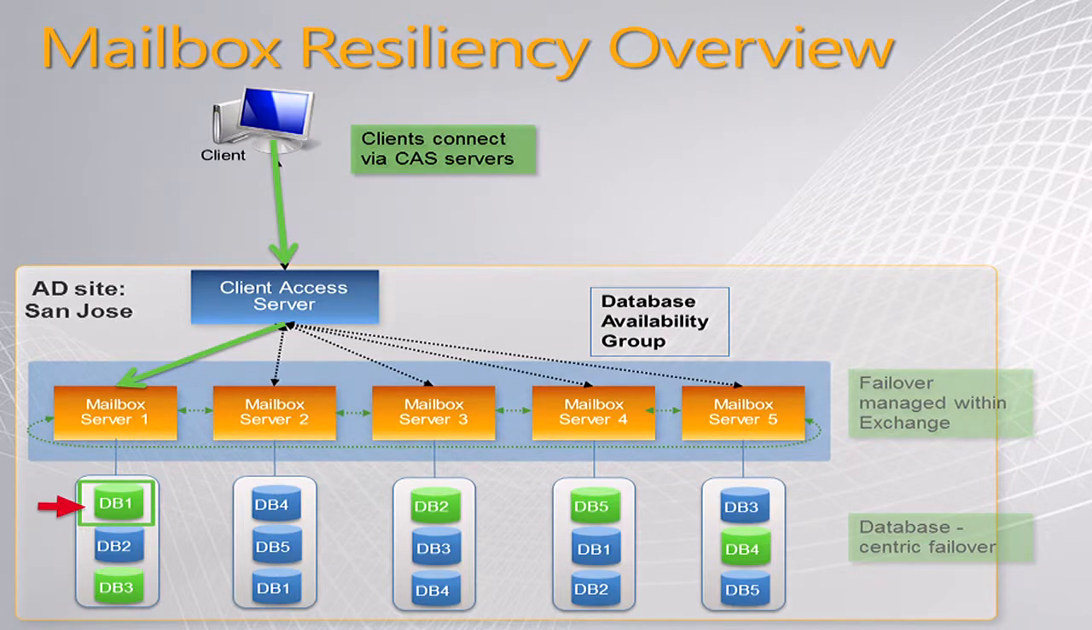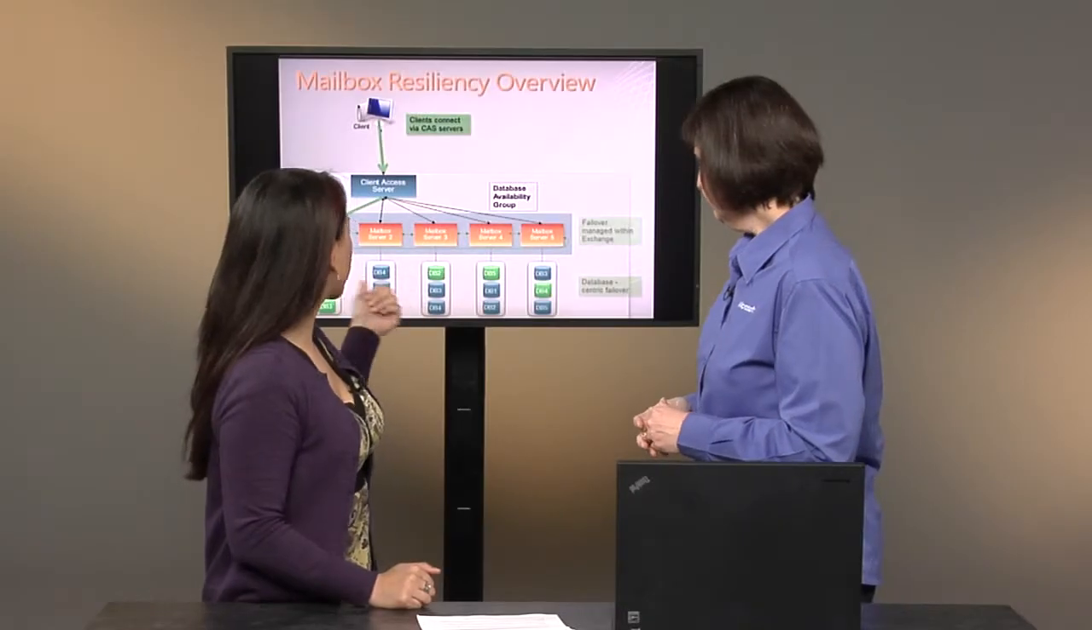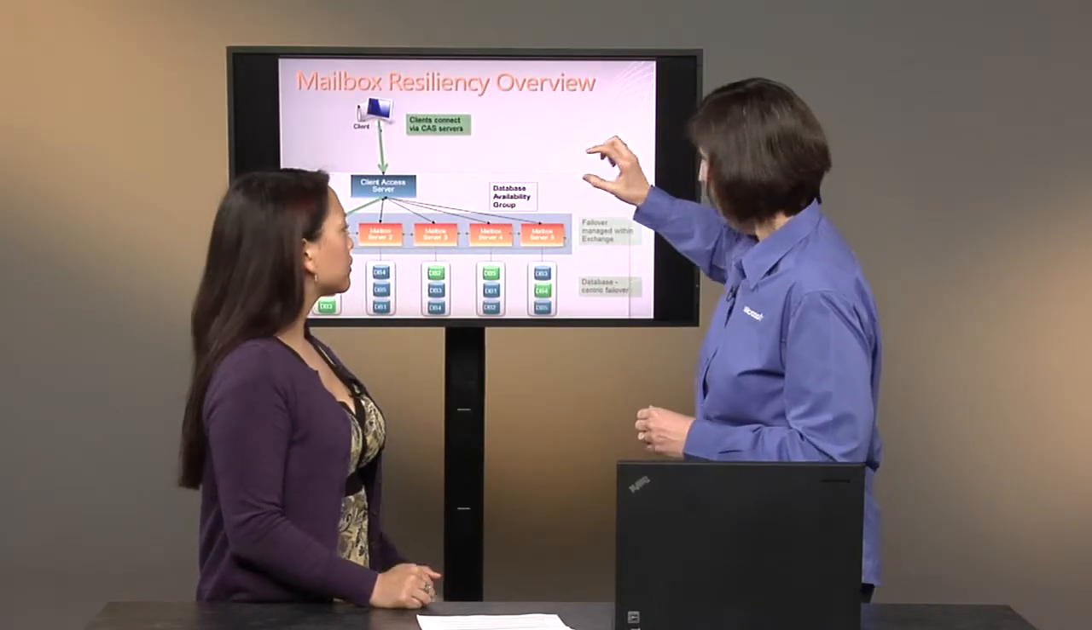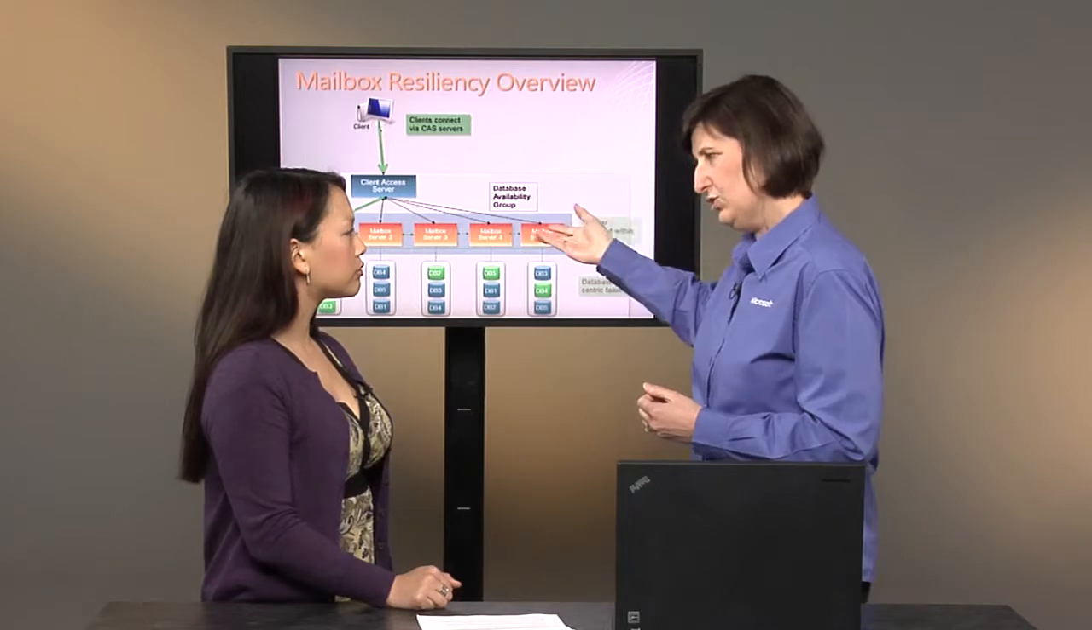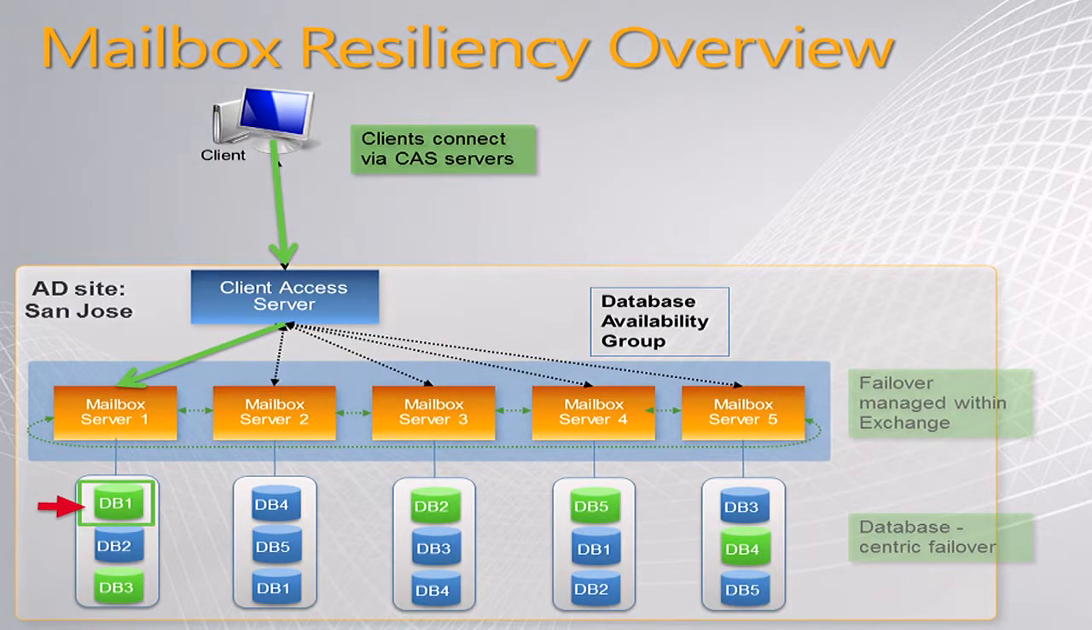So how does the CAS server know which mailbox server to go to? Okay, so we have this process running on all of the mailbox servers called the Active Manager. And the Active Manager keeps track of which database is active, which one is passive, where the copies are. Now, we actually have an Active Manager client running on the CAS server, and that's the one that's able to ask questions like, where's the current active copy of this mailbox database?